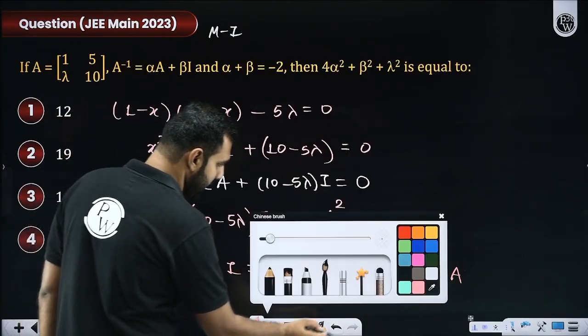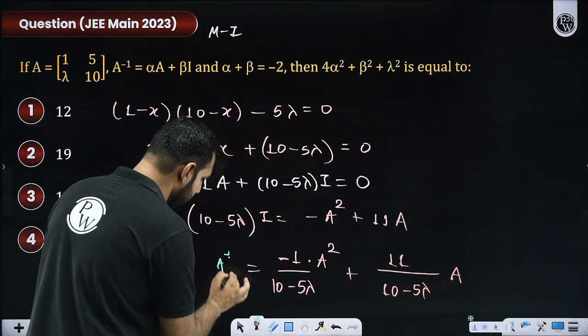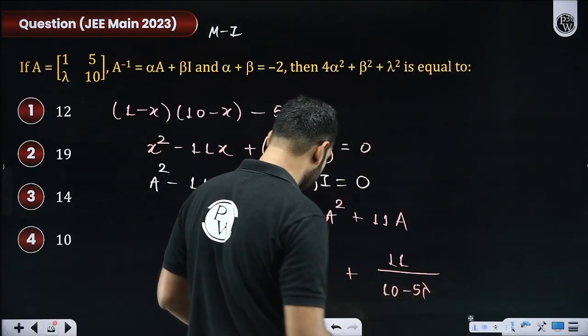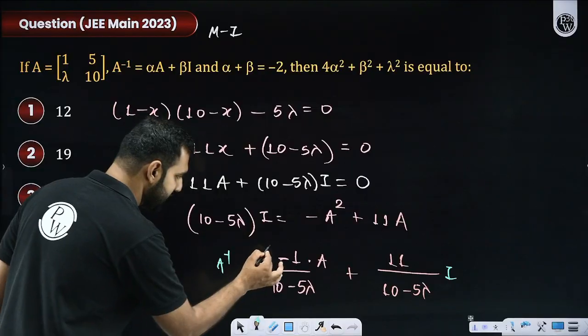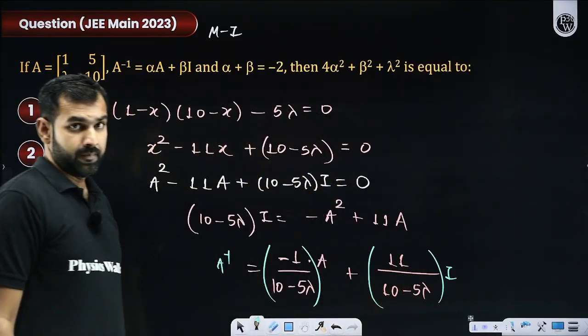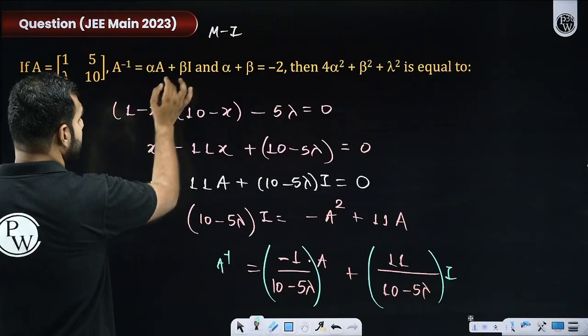Can I write it directly here at this stage? So here, this will be your A inverse. This A square into A inverse will leave you with A, and this A into A inverse will leave you with I. So this is what you get. So what we get is A inverse as something into A plus something into I. But what am I given in the question, sir? I am given A inverse as something into A plus something into I.